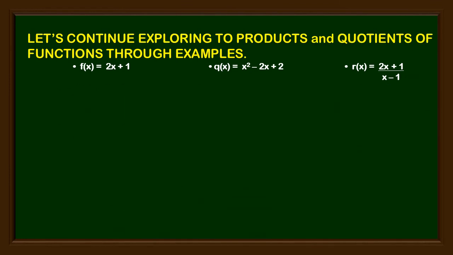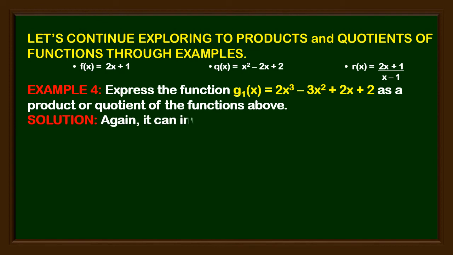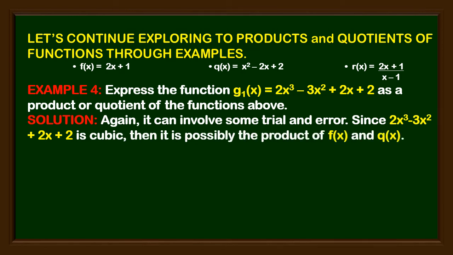Let's continue exploring to products and quotients of functions through examples. Example 4. Express the function g sub 1 of x equals 2x cubed minus 3x squared plus 2x plus 2 as a product or quotient of the functions above. Solution. Again, it can involve some trial and error. Since 2x cubed minus 3x squared plus 2x plus 2 is cubic, then it is possibly the product of f of x and q of x.